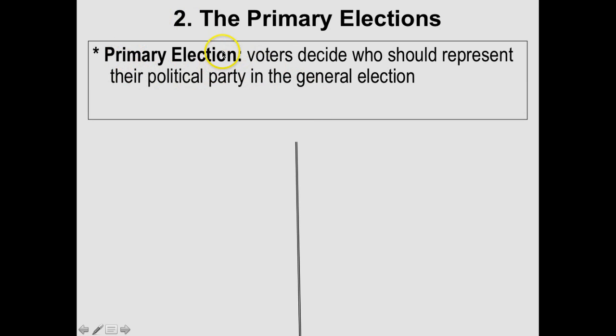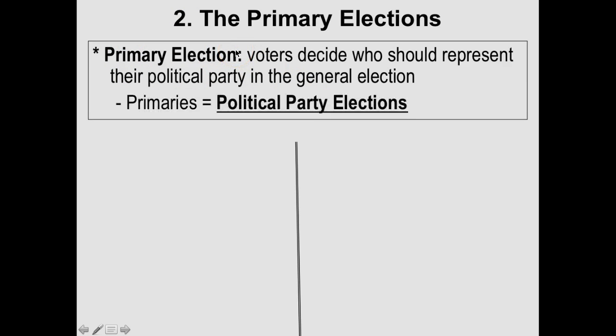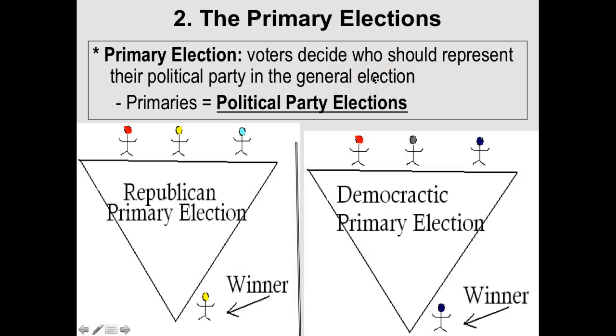Alright, the second step are the primary elections. The primary elections are when the voters decide who will represent their political party in the general election. A really simple way of remembering primaries, they are political party elections. This visual is, to me, the easiest way to remember how primaries work. You think of primaries as like a big old funnel. You start out with lots of candidates, and eventually it gets narrowed down into one winner.